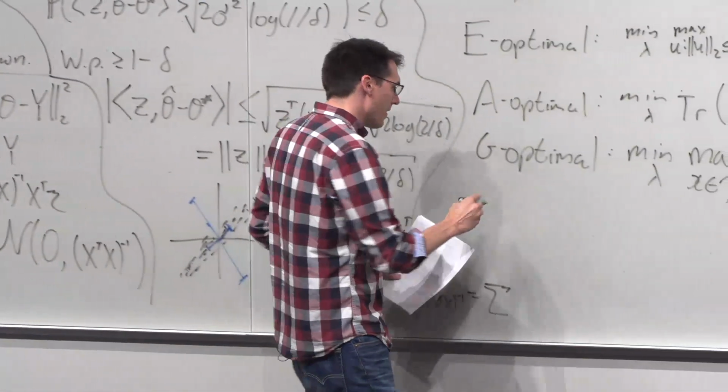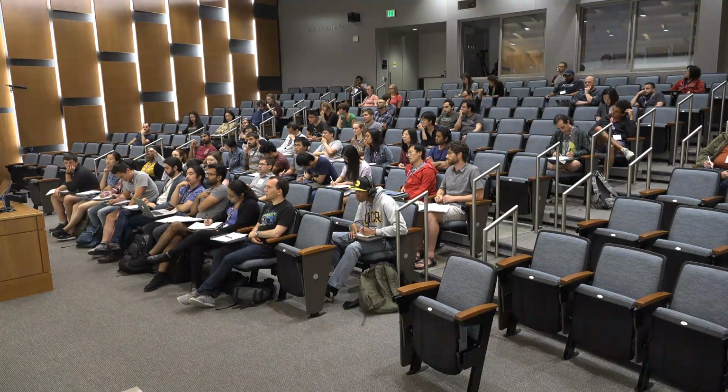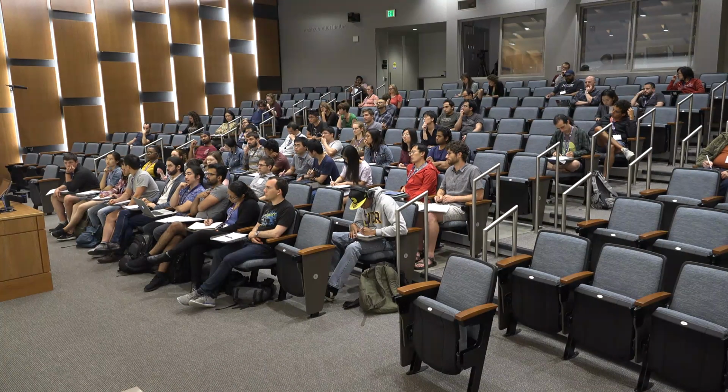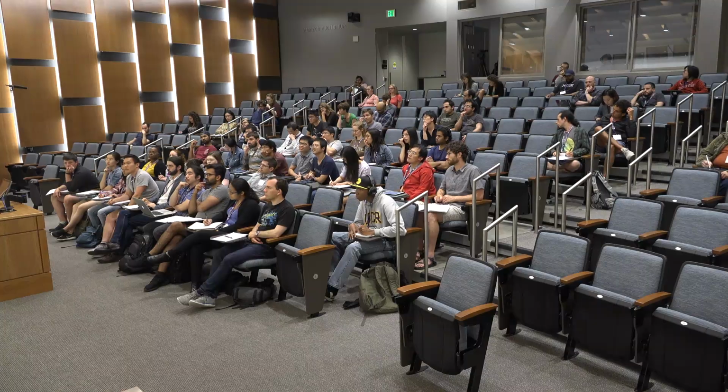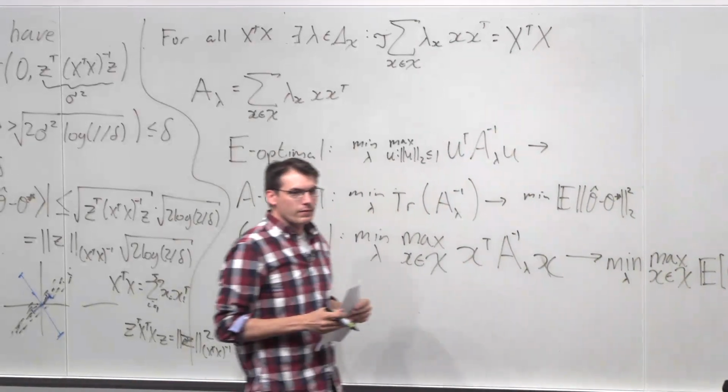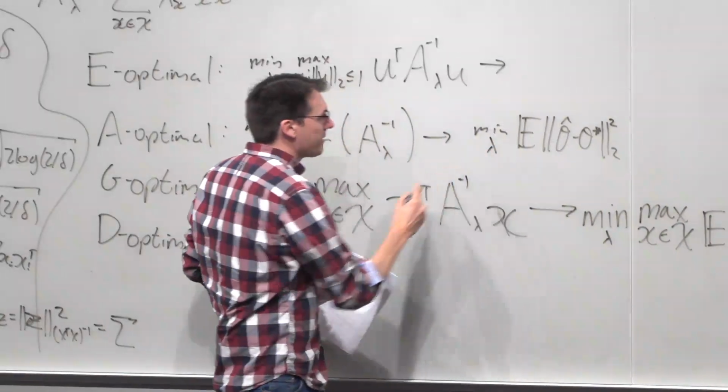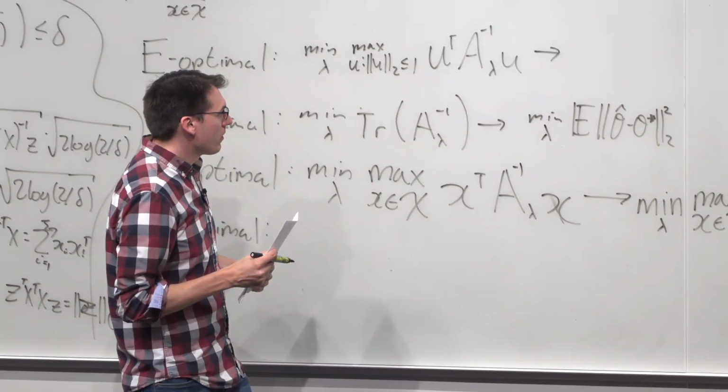Yes? On the very first line at the top of this board, is that expression supposed to be equal to something? You said there exists lambda such that... Oh, sorry. Okay, and on the A-optimal line, what is that minimum over on the right-hand side? Over lambda. Does the right-hand side have to do with lambda?